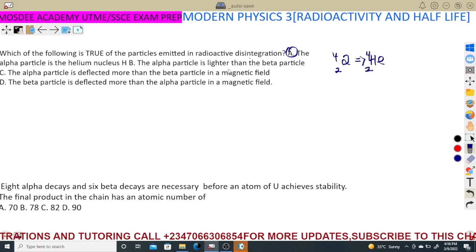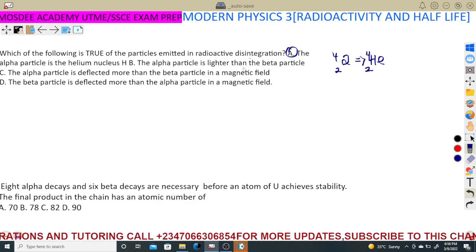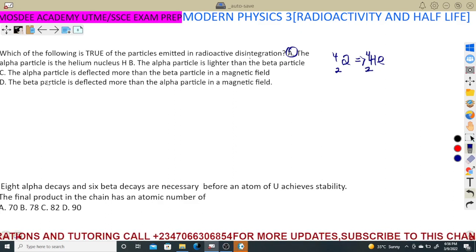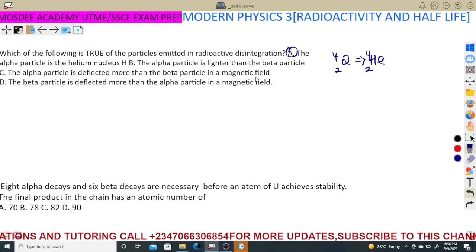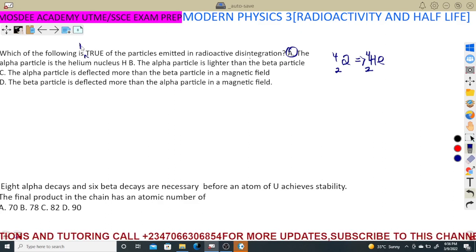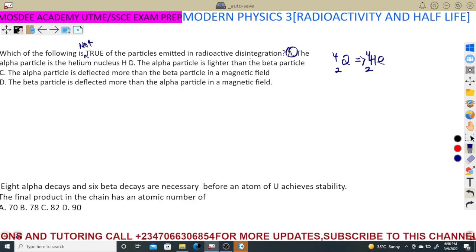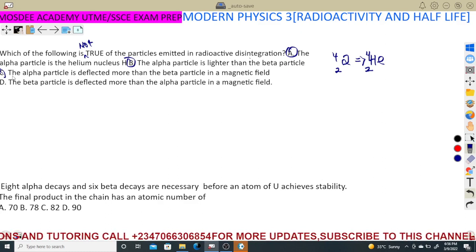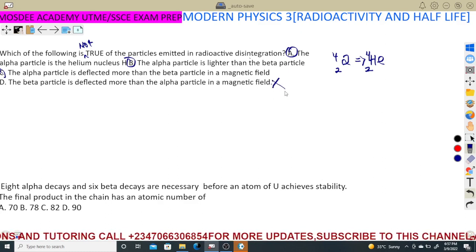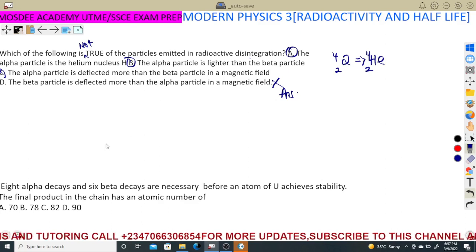Now, the alpha particle is lighter than the beta particle. Is also true. I think this question is which of them is not true. The alpha particle is deflected more than the beta particle. Then I think this question, which of the following is not true? There's a typo error. Please keep that in mind because this is true. This is also true, but this one is not true. So please keep it in mind. That's the answer to the question. There's a typo in that question, which I have corrected.